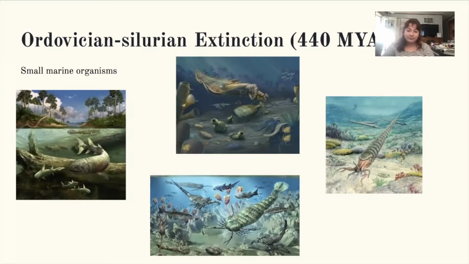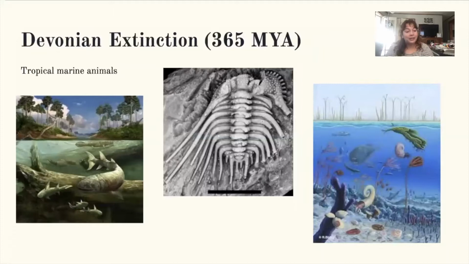The next mass extinction was the Devonian extinction 365 million years ago. This extinction was concentrated in tropical areas, specifically reefs and shallow seas, and killed off many tropical marine animals. This extinction is believed to be caused by cooling of the air by a decreased amount of carbon dioxide in the atmosphere.